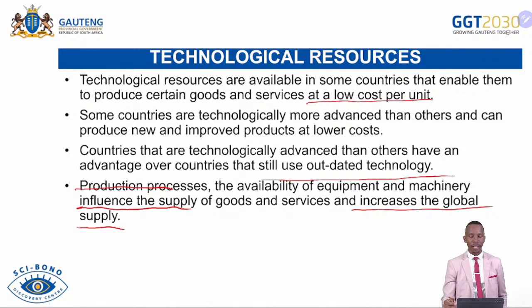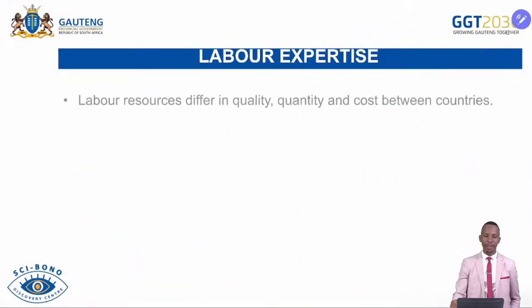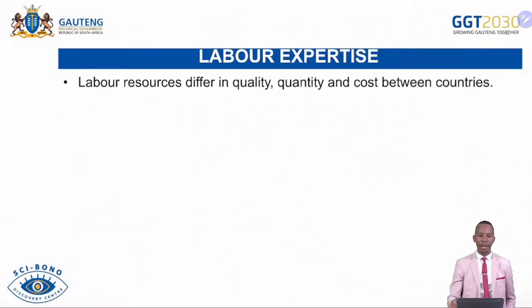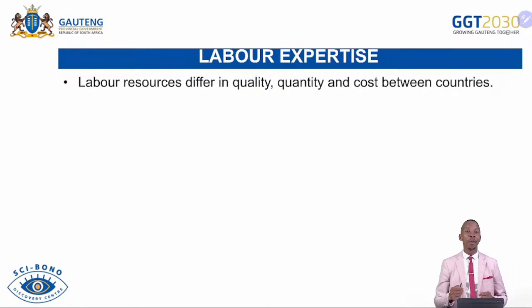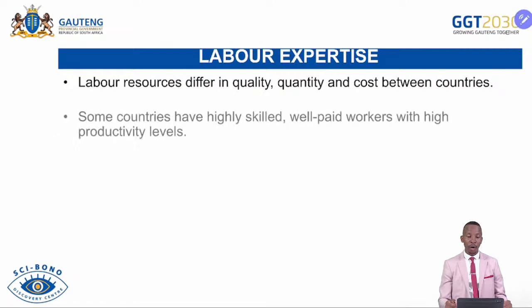Countries that are very much underdeveloped lack that technical development and they will always be supplied, especially at a higher cost, because they are lacking labor expertise. We know that labor resources differ in quality, quantity, and cost between countries. A certain labor of a particular country will be more productive at a lower cost in a short period of time with good quality, while a certain labor will be less productive, using high inputs, or more cost of production will be injected. At the same time, there will be poor quality of the particular product.